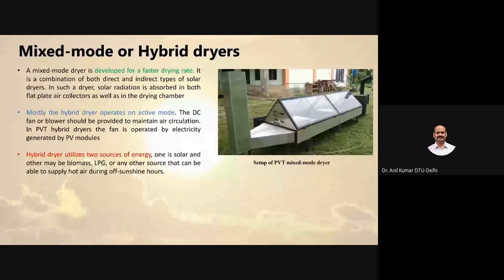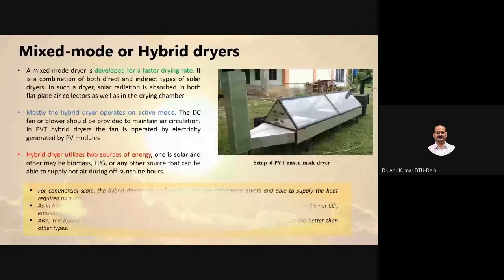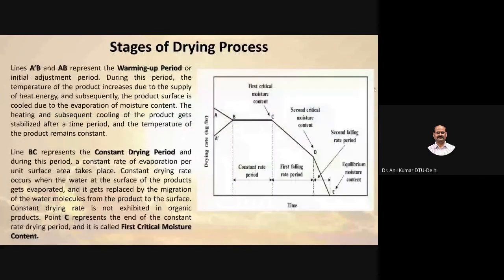Now, in drying, this is a very important curve if we want to understand what is happening when moisture evaporates from the agricultural produce to the environment. Basically, A to B is the representative warming up period, which depends on the nature of the crop. During this period the temperature of the product increases due to the supply of heat energy, and subsequently the product surface is cooled due to evaporation of the moisture content. So the heating and subsequent cooling of the product get stabilized after some time, and the temperature of the product remains constant over this period.